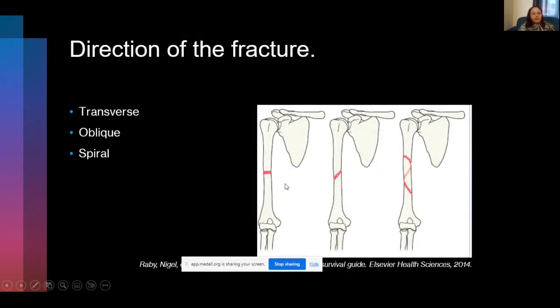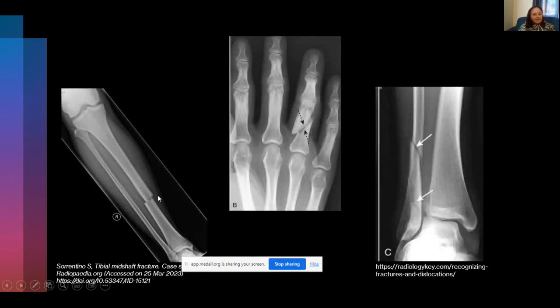Direction of the fracture. The fracture can be either transverse, oblique, or spiral twisting around the bone. That's a transverse fracture, that's an oblique fracture, and that's a spiral fracture that twists around the bone.